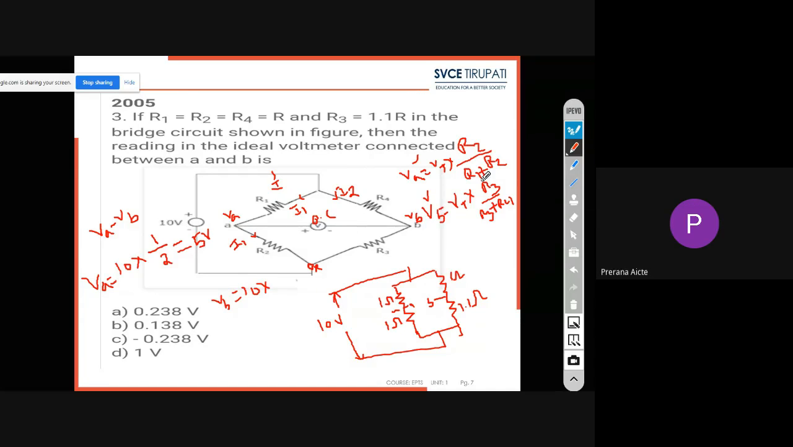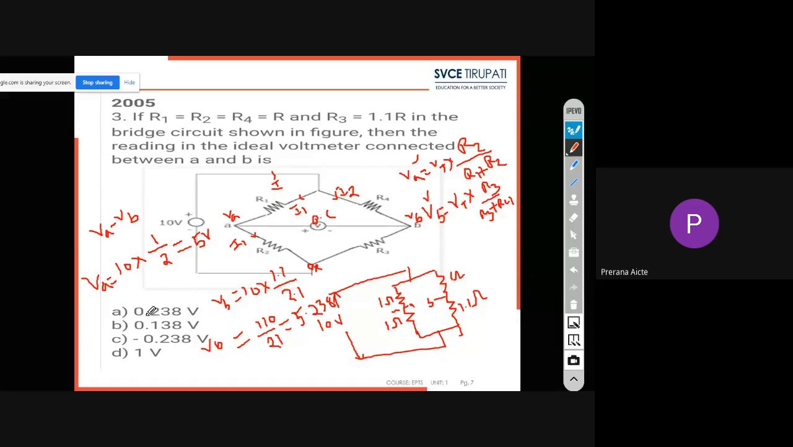Total voltage into what is the R3 value? 1.1 plus 1, 2.1. We can get this value around 10 into 11, 110 by 21. Can anyone tell me what this value is? 110 by 21 is around 5.238. Please check it using a calculator. So this is the VB value.